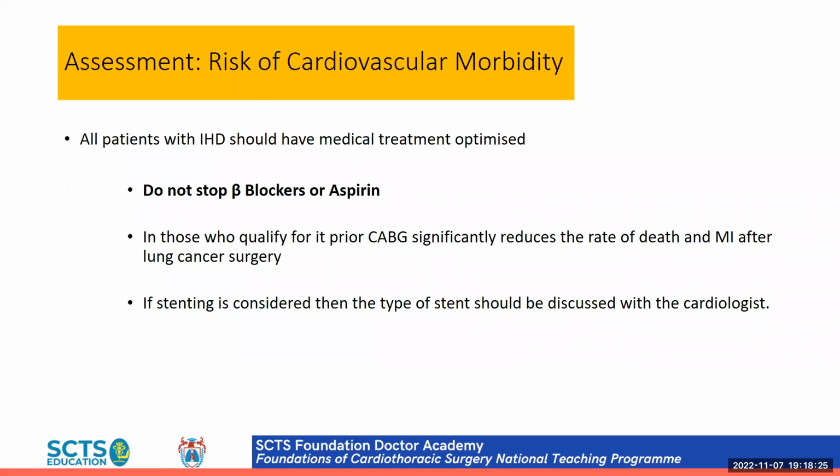And if a stent is being considered, for example, patient has angina, whenever you write to your cardiologist, just tell them that you are planning to operate on these patients for the lung cancer soon, within the next 30 days. So if they could consider taking the type of stent into consideration whenever they are doing this.